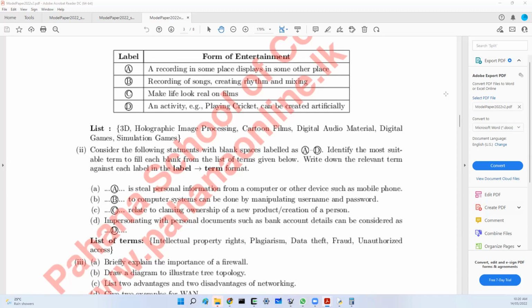A. Data theft. Stealing personal information from a computer or other device such as a mobile phone. Yes, we call it data theft. That happens all the time. B.